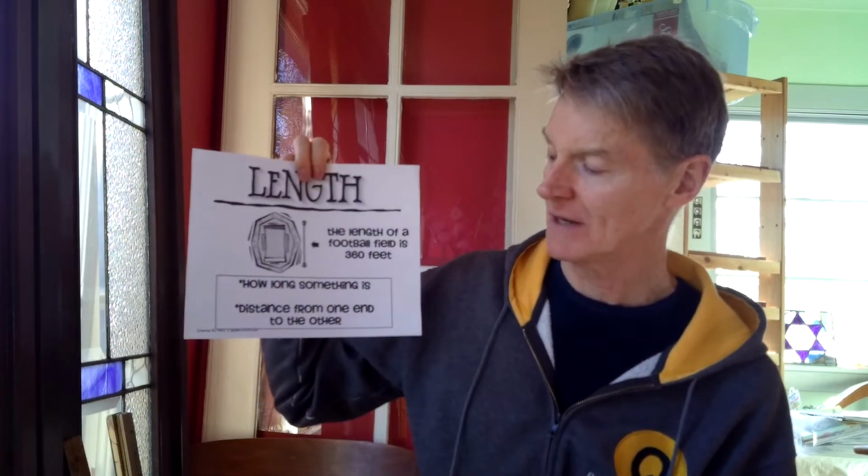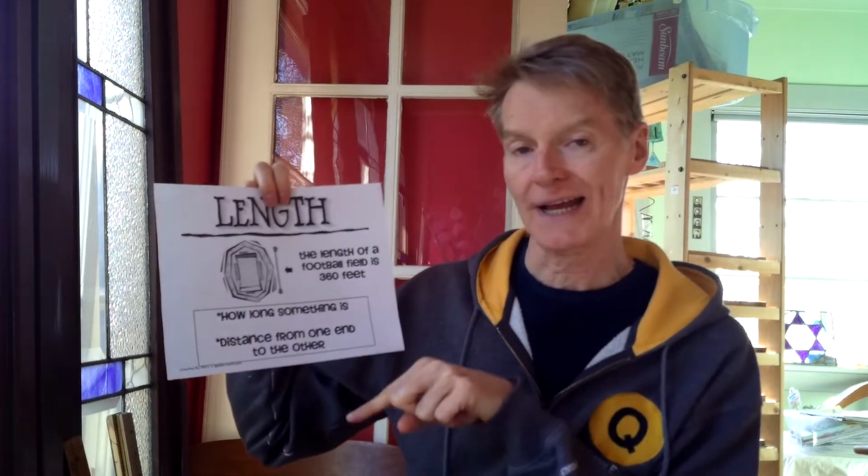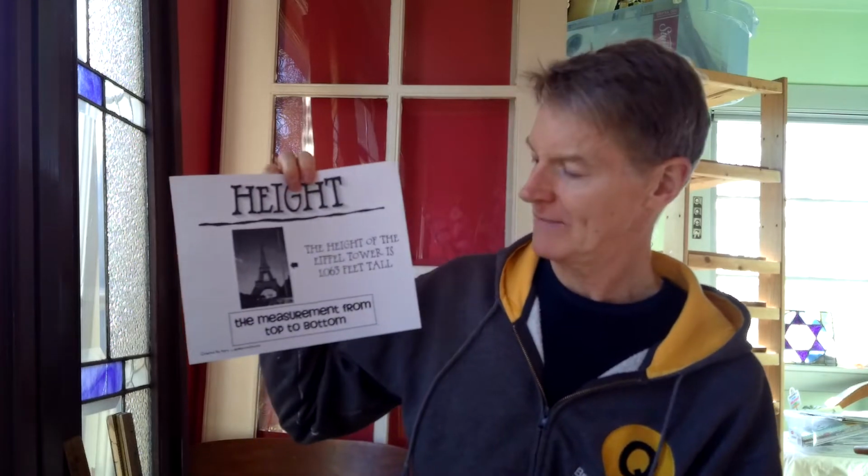Length is how long something is, the distance from one end to the other. Width is how wide something is, the distance across from side to side, like there, across the bowling alley. Length was the length of a football field. Height is the measurement from top to bottom. Those are all linear measurements.